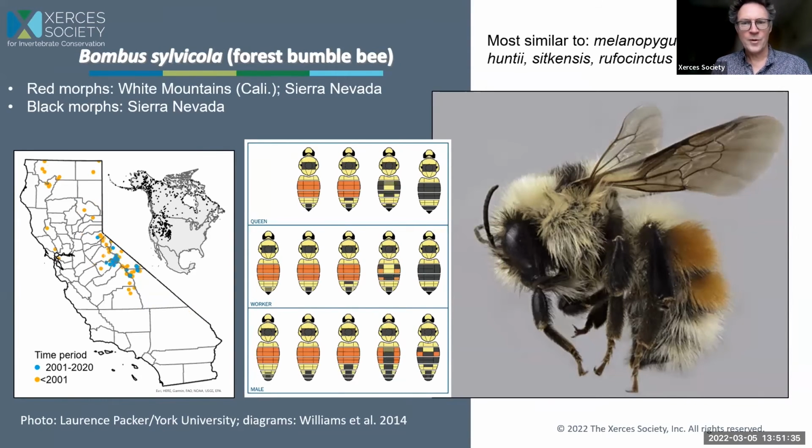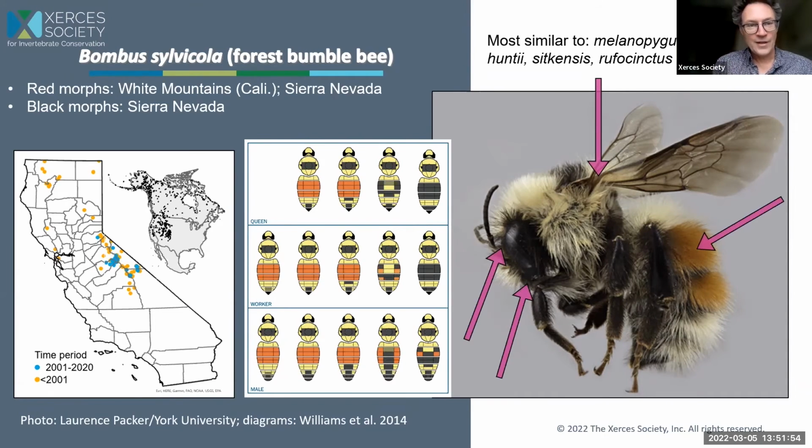I think the last one in this group is forest bumblebee. I am showing a picture of an individual with red on its abdomen here. But in California, we have both red and black, and this is the category where I was showing only those black morphs. Sorry, but this is the photo that I was able to obtain.